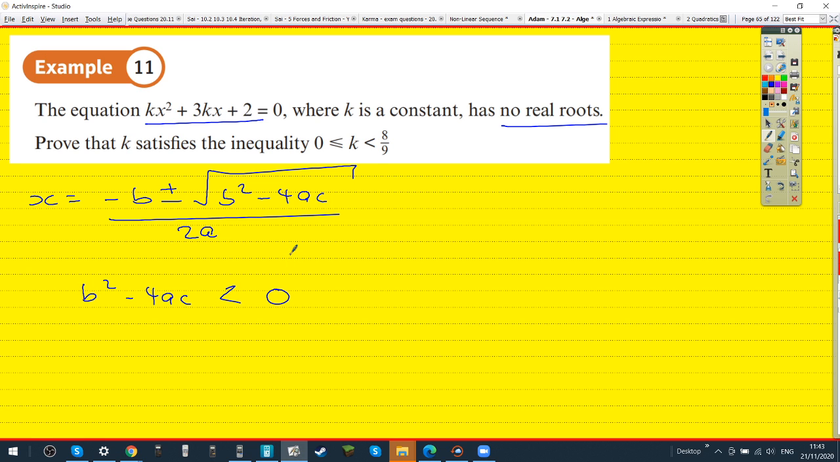So now can you substitute A, B, and C in? Yep. And it helps to list them first. So A is just k. K is a number. B is 3k. And C is 2. So it'd be 3k squared minus brackets 4 brackets k brackets 2 is less than 0.